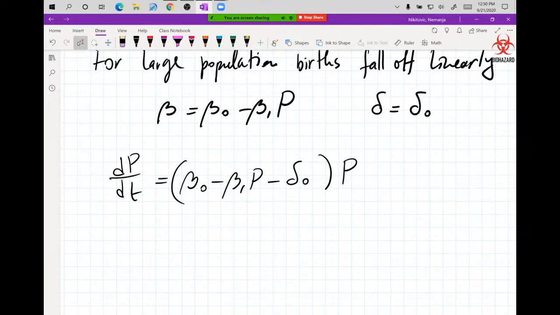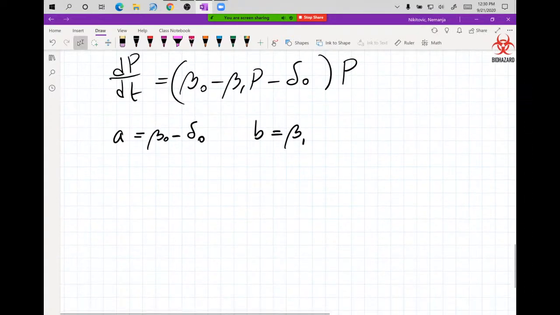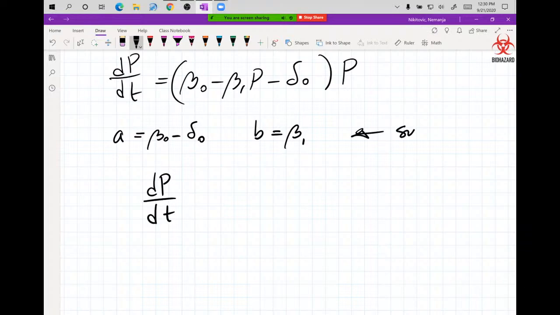And now we can simplify this using some values. So you can use that A is equal to beta 0 minus delta 0, and B is just beta 1. If you do that, your differential equation transforms into the following. I'm just going to say substitution, because the only reason we do this is to make it easier for us to solve. So we have less writing and fewer constants floating about.